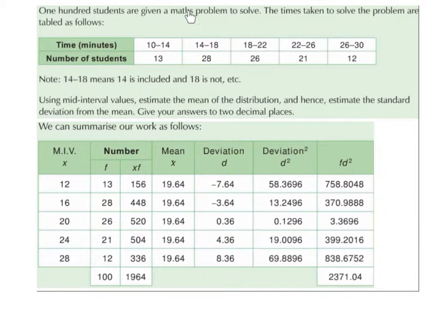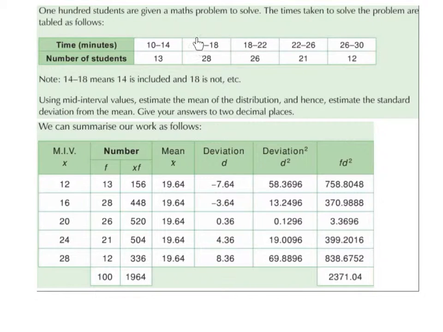100 students are given a maths problem to solve. The time taken to solve the problem is tabled as follows. So we have time in minutes along the top row and number of students along the bottom row. So 13 students took between 10 and 14 minutes to solve the problem.